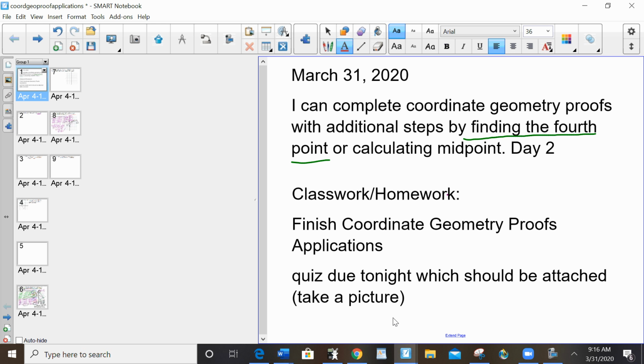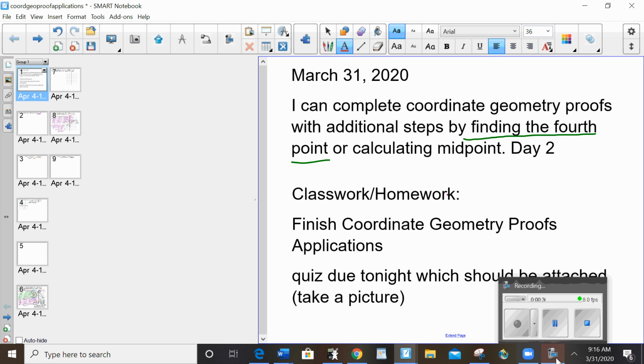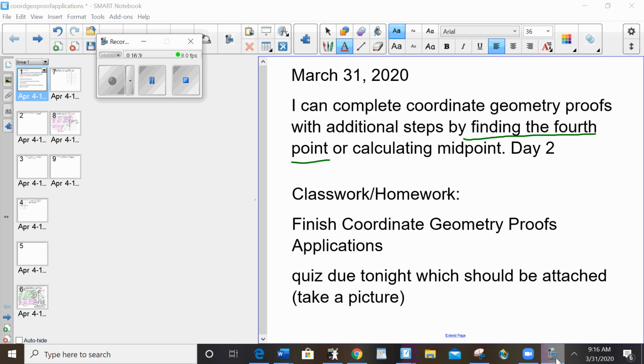That's it. Again, as always, if you have any questions, please ask me on Remind or email, and that's all I got for you. We're going to move on to a different type of proofs tomorrow, utilizing our quadrilateral properties.